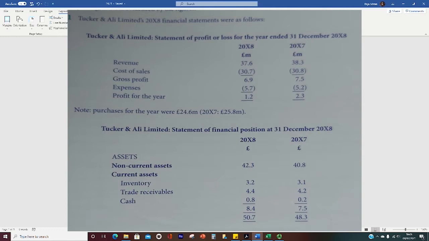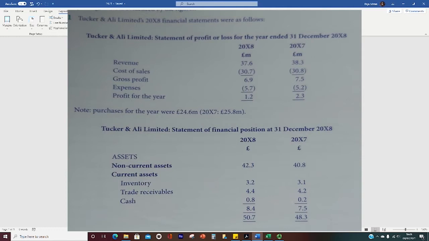All of the data is in millions, and it starts with the revenue, cost of sales, gross profit, and profit for the year. Purchases for the year were 24.6 million, and for 20x7 were 25.8 million pounds. Even if this information was not given, it was possible to calculate purchases: opening inventory plus purchases less closing inventory lets you find the figure for purchases. However, this may not be possible for 20x7 because we don't have the opening inventory for 20x7.